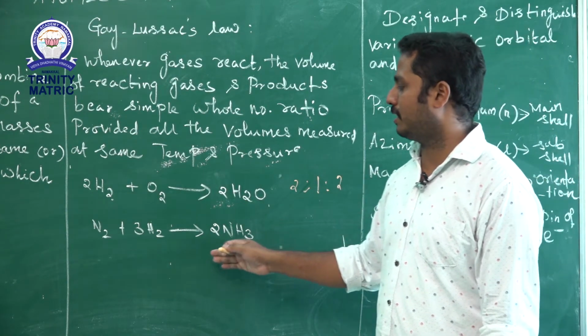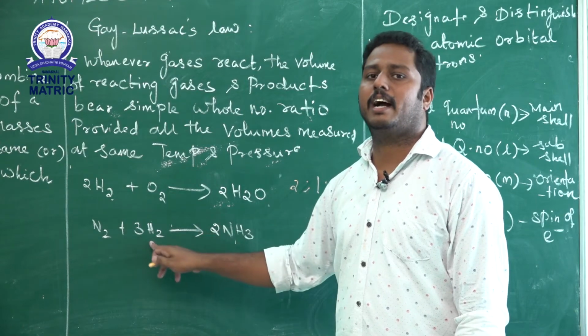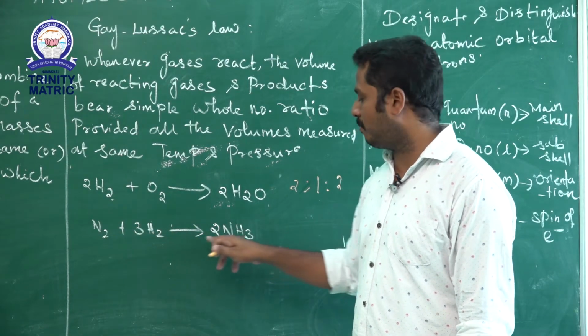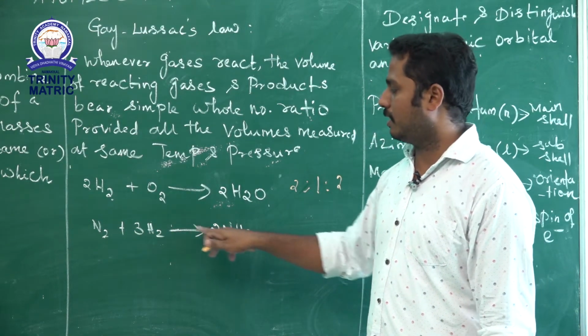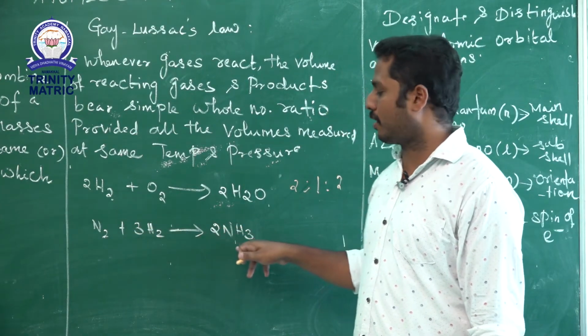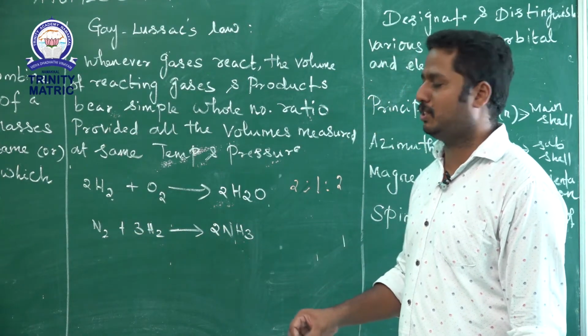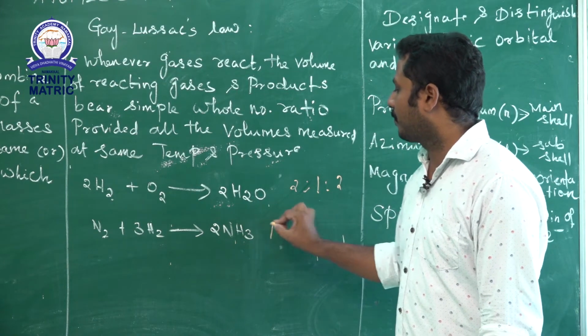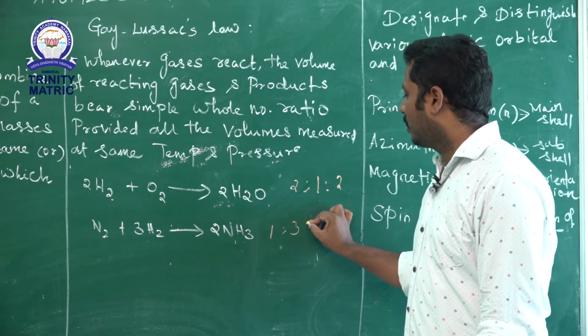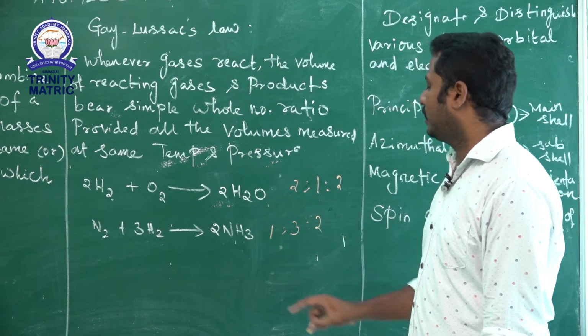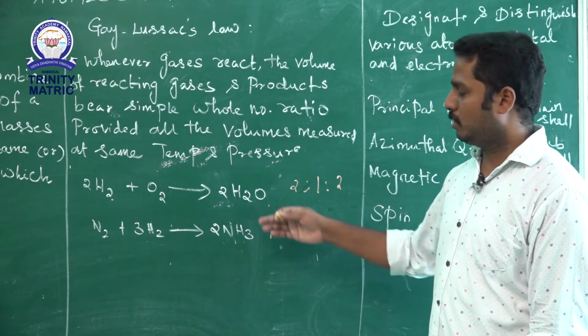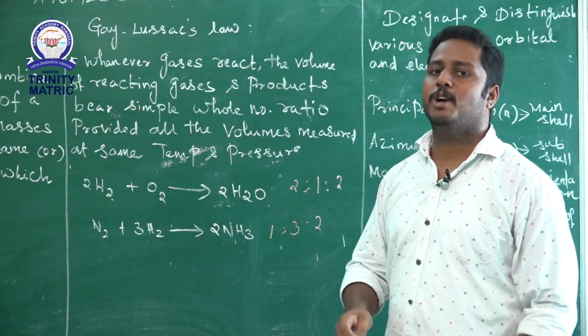Here is another example. Nitrogen and hydrogen combine to form ammonia. Here the reactants are nitrogen and hydrogen, and the product is ammonia. So what is the simple ratio? 1:3:2. So it is a simple whole number ratio. This law is known as Gay-Lussac's law.